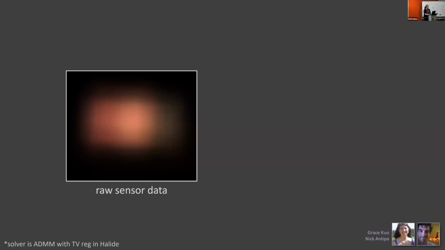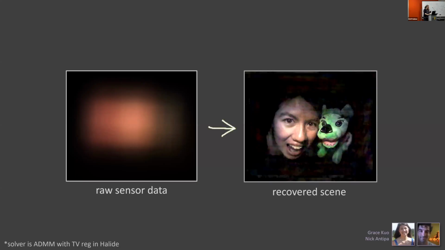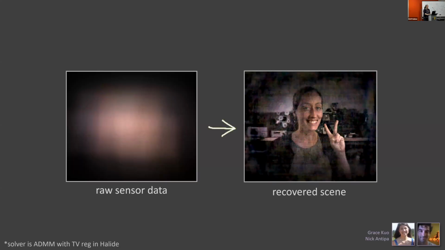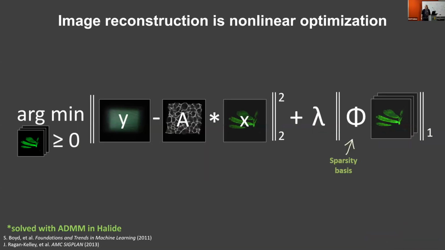So here's some more pictures. This is the raw data for Grace and her dog. Here's a much prettier picture. And then I want to talk briefly about our algorithm. This is pretty outdated by now, it was a long time ago. This is the algorithm we use. We have a data consistency term: minimize the difference between the measurement and the expected measurement given your forward model, which is just a convolution with this measured point spread function.